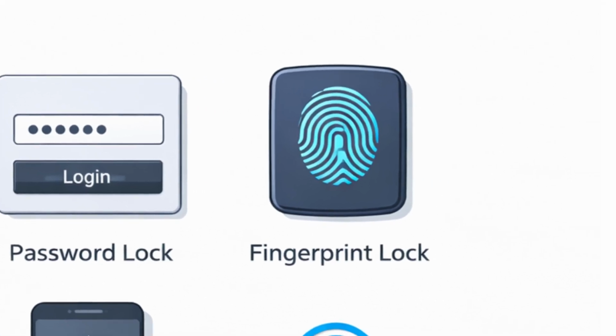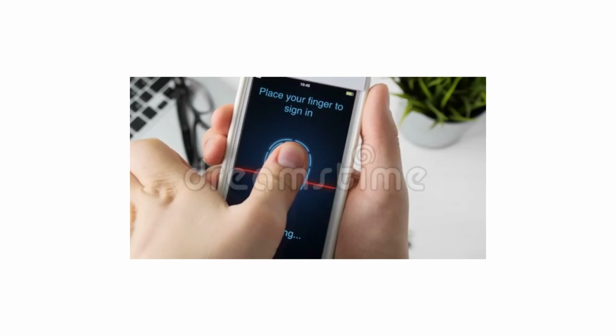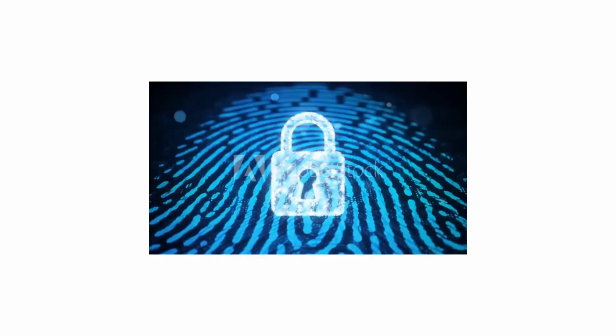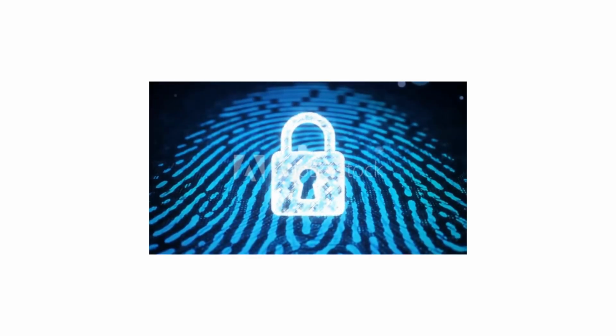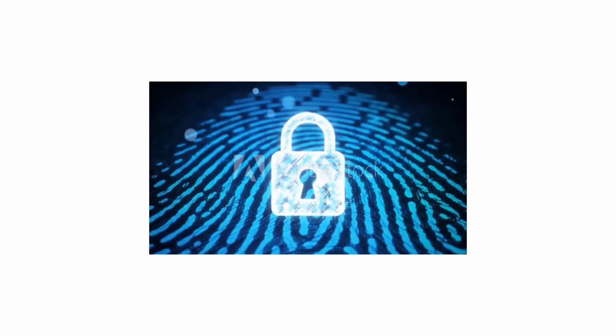Fingerprint lock screen. A fingerprint lock screen uses a sensor to scan the unique ridges of a user's finger. It became widespread as biometric technology improved in smartphones. The difference lies in using physical identity instead of something you remember. It matters because it is both fast and convenient, though it depends on the sensor reading correctly.